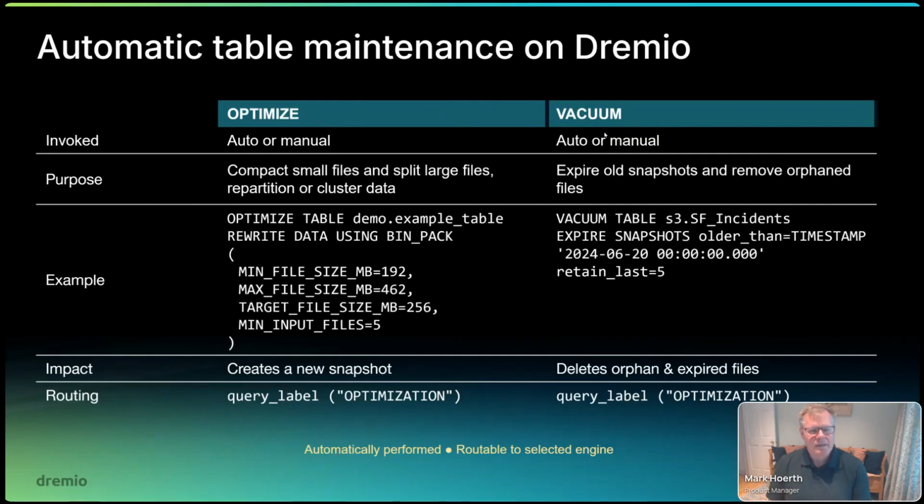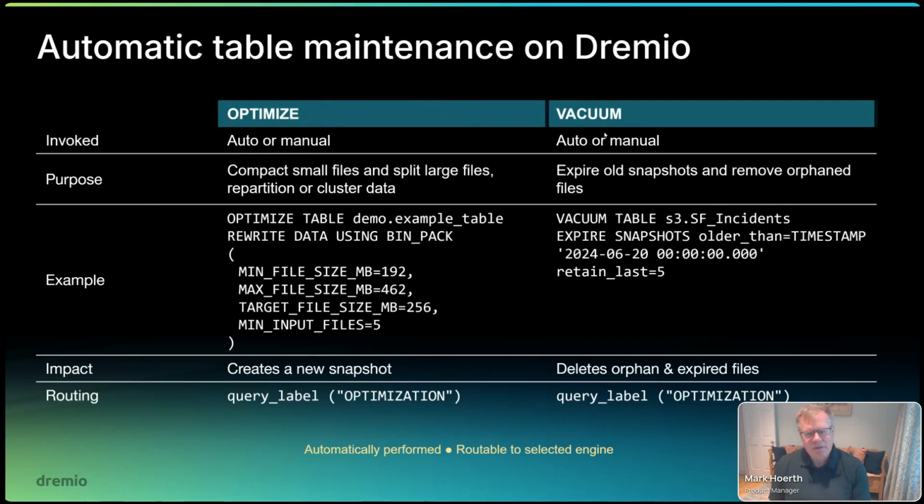Think of optimize as a way to compact small files and split large files where required in order to create optimal table file size. Lots of small files, especially, can degrade performance because every small file that has to be opened, we have to read metadata, we have to go through file I/O operations. That can be detrimental to query performance. And so one of the most important functions of Optimize is to rewrite and consolidate, compact many small files into larger ones. On the other side, vacuum is basically a garbage collection function.